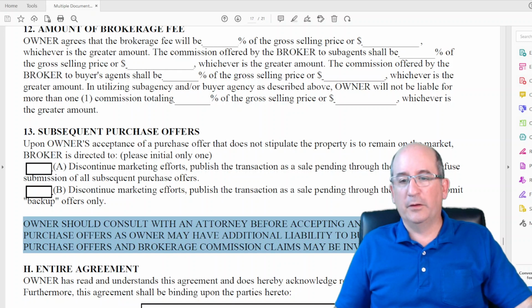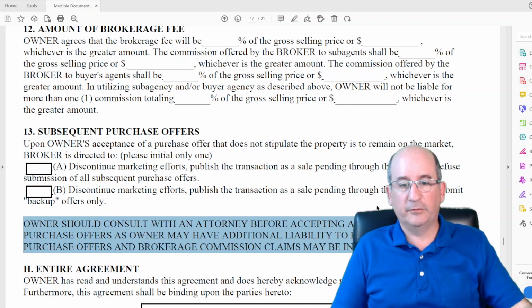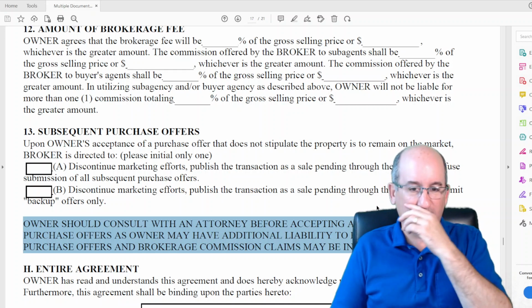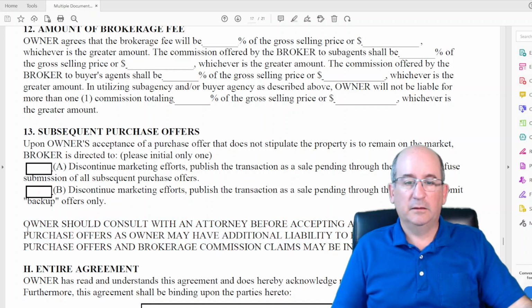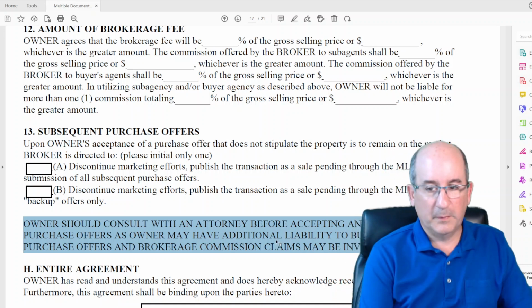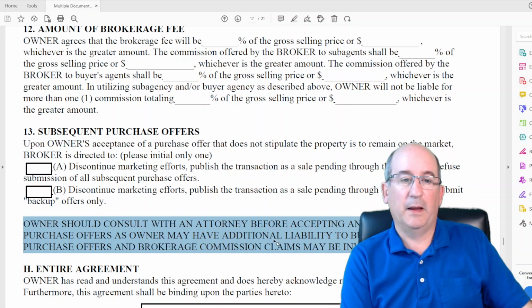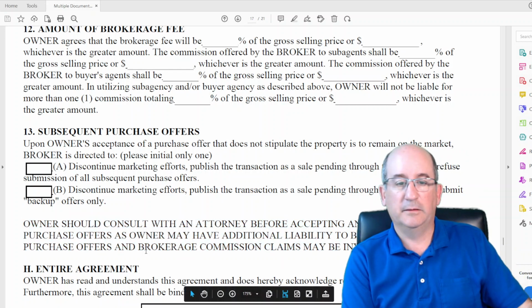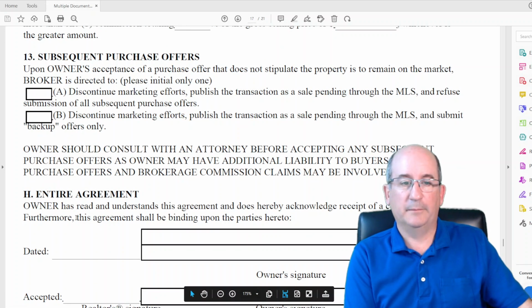Owners should consult with an attorney before accepting any subsequent purchase offers, as the owner may have additional liability associated with that. So you always got to make sure that, like if you're terminating one, that you don't accept an offer before the other one's terminated, because you can't sell the house twice. And both of them may be a legally binding contract, so you can get yourself in a bind. Check with your attorney if you disagree or want more info on that.